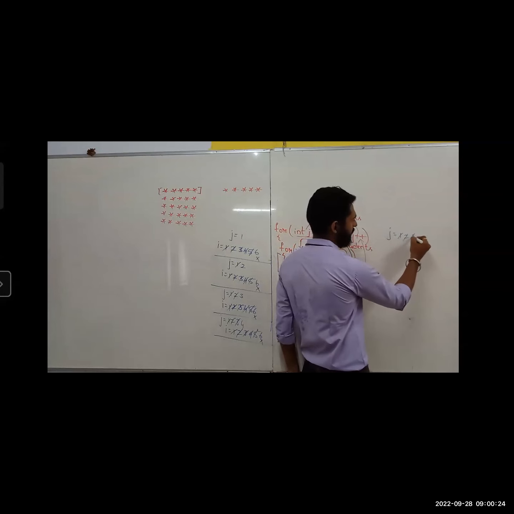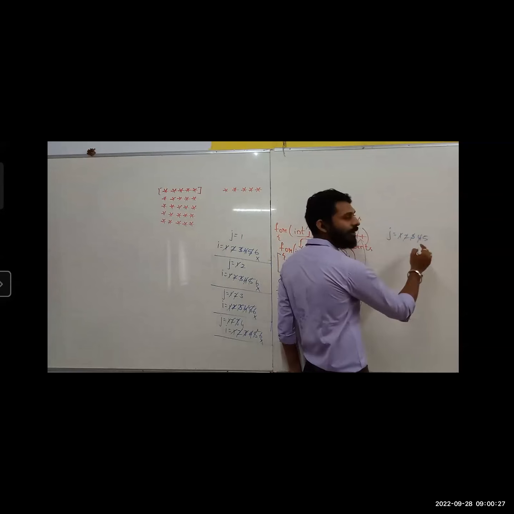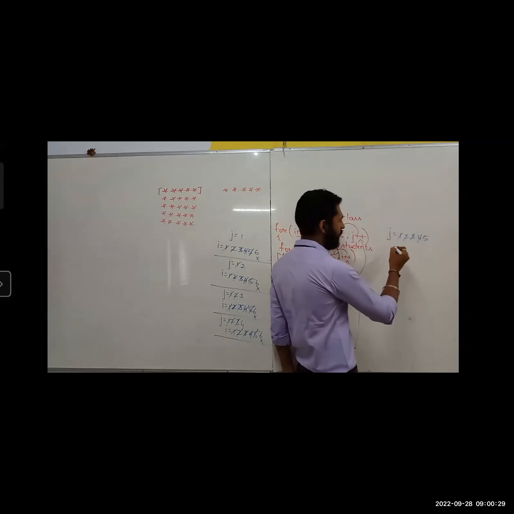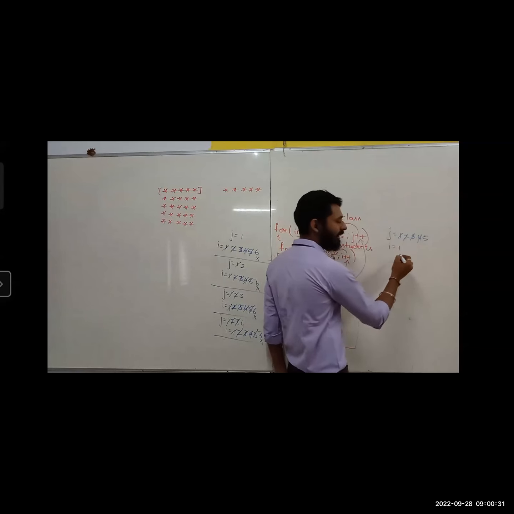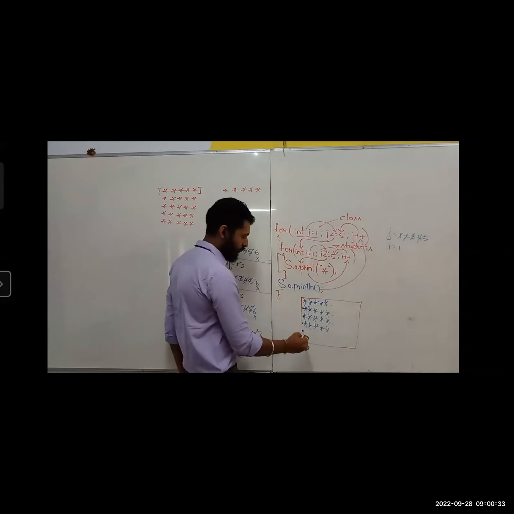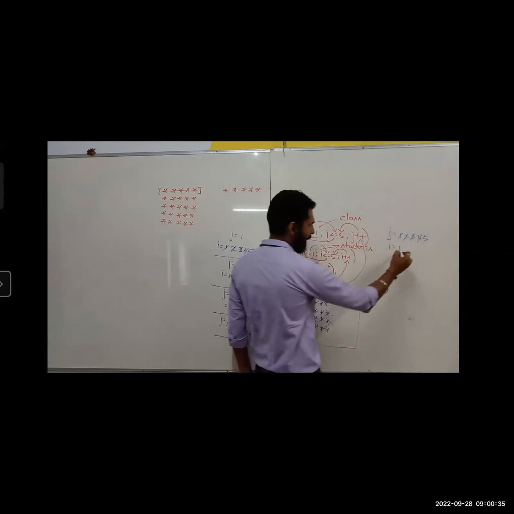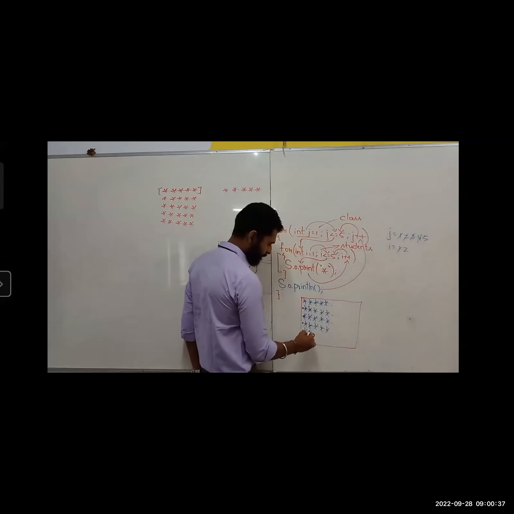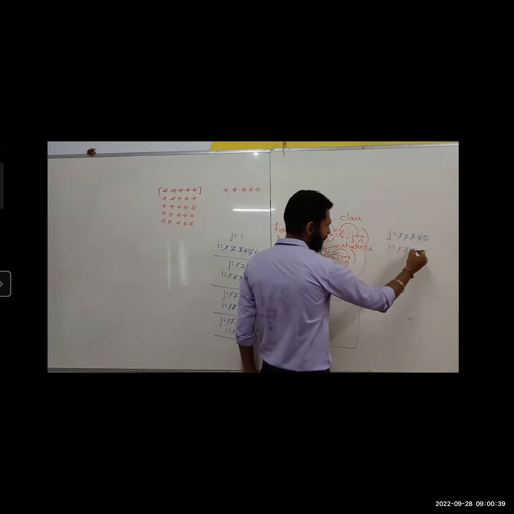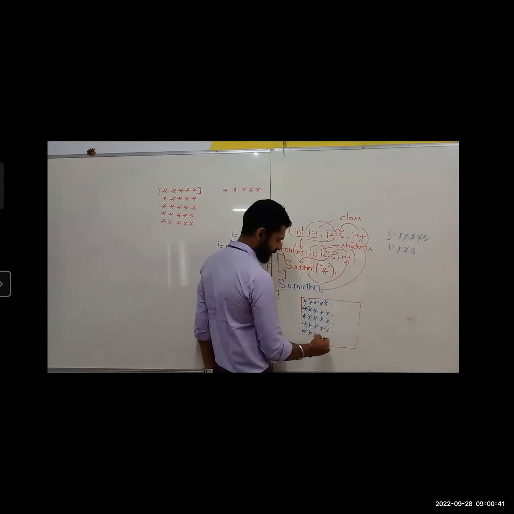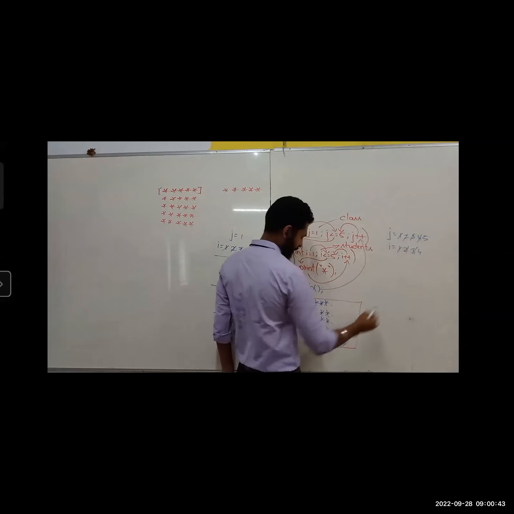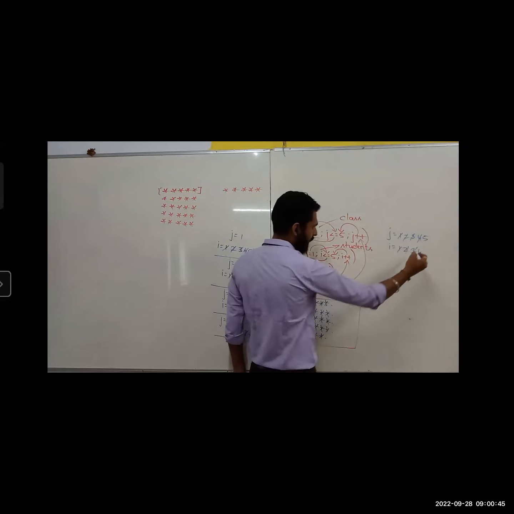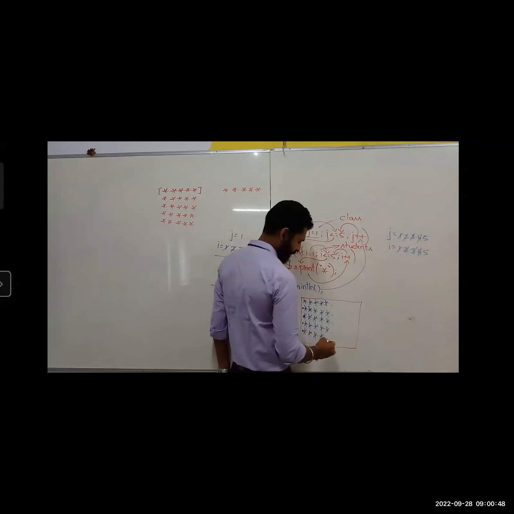Two is done, 3 is done, 4 is done, 5. 5, is it less than or equal to 5? True. 1 less than or equal to 5? True. So print it here. Then 2, print it here. Then 3, print it here. 4, print it here. And 5, print it here.